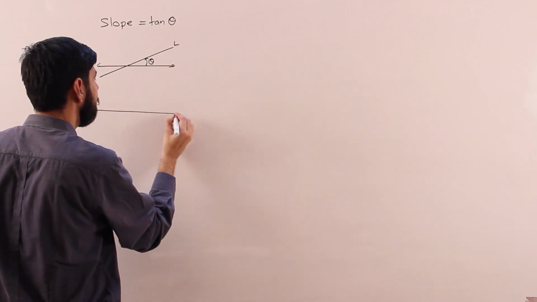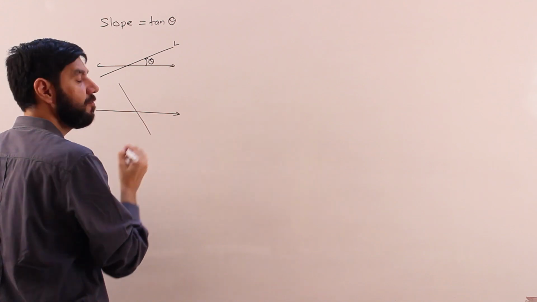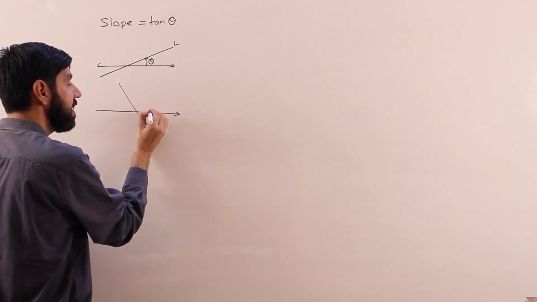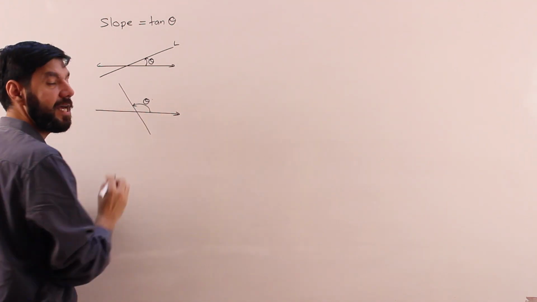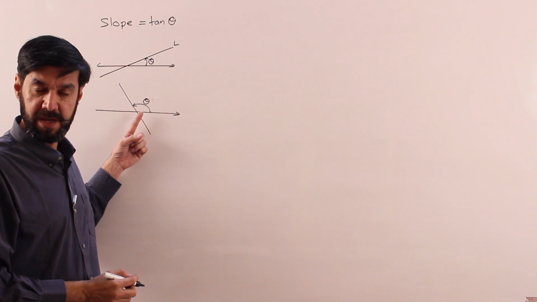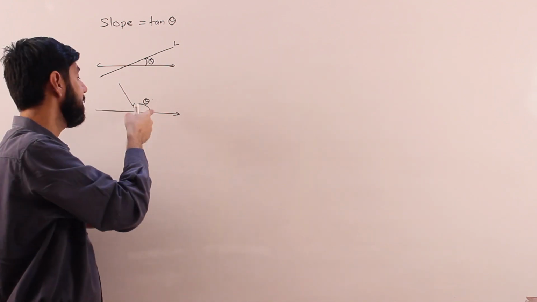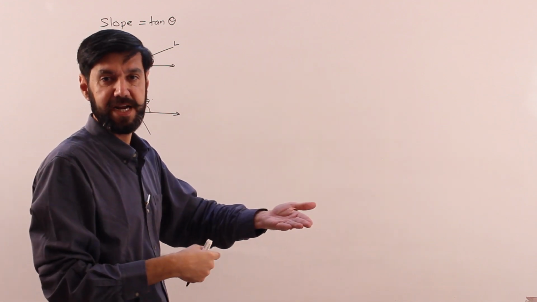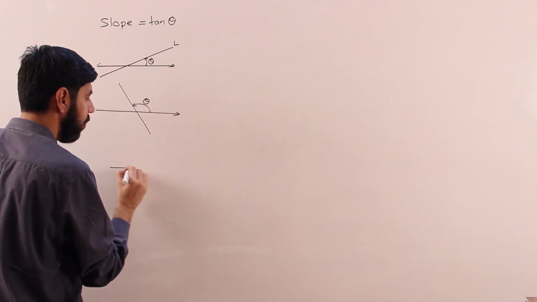And what if the line was a decreasing line? Still I would take the angle from the direction of the positive x-axis. So this is my theta. The only difference is theta in this case is going to be greater than 90. Even if the line is a very flat one, but a decreasing line, the theta will still be greater than 90, right?